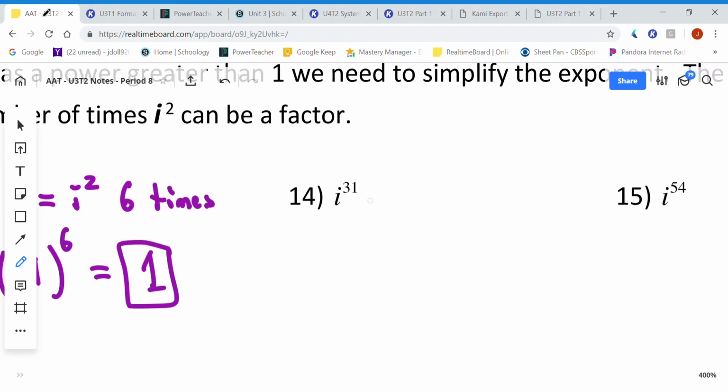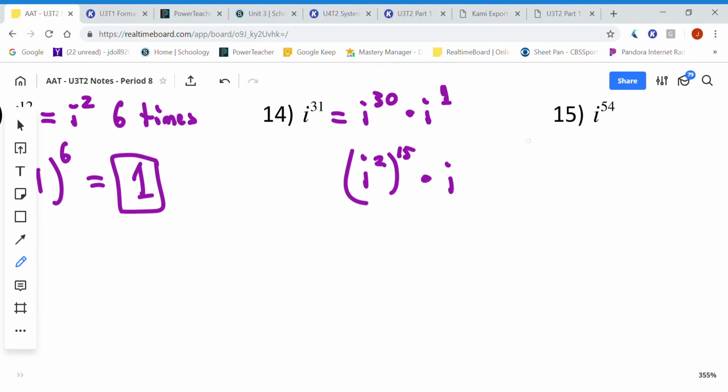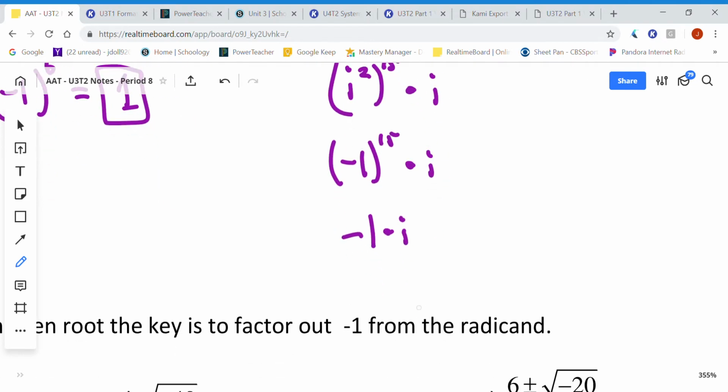All right, same deal. Now here, it's a little trick here. How many times can I get i squared in there? Well, it doesn't divide into 31 evenly, but if I go down 1 to an even number, I can think of this as i to the 30th times i to the 1st. All right, now this here, we could write this as i squared 15 times. Well, that's really the same thing as negative 1 multiplied by itself 15 times. And if you do that, that's an odd number, so that's going to come out as negative 1. So what we'll end up with here is negative i.